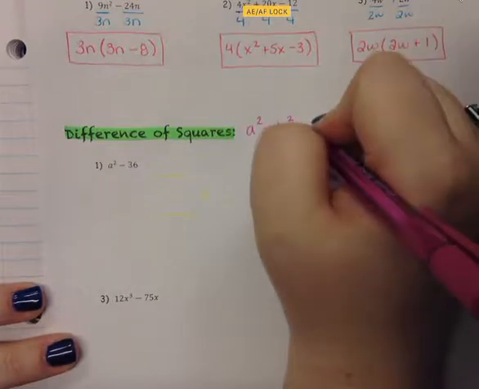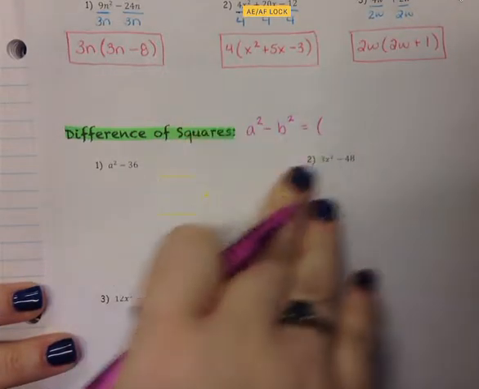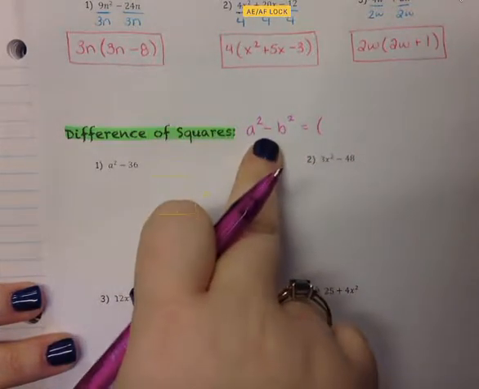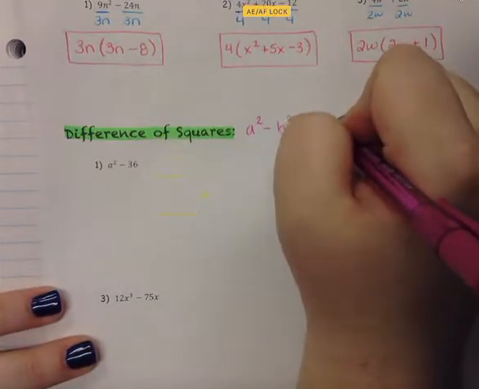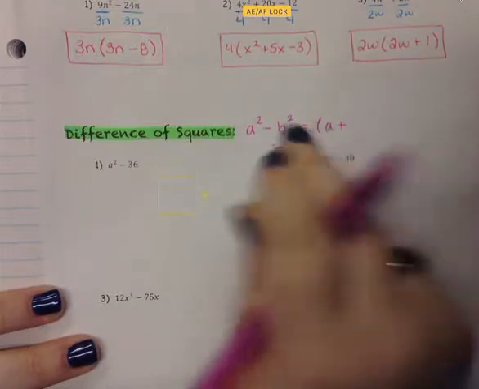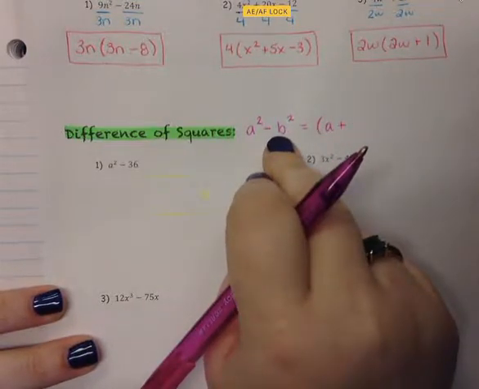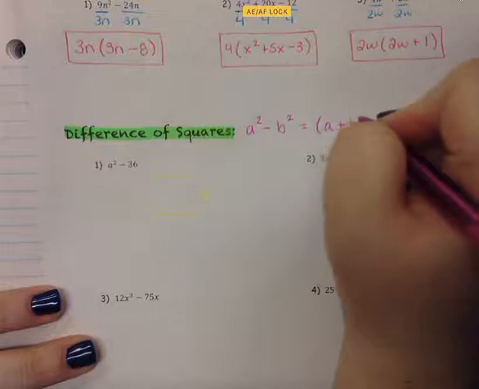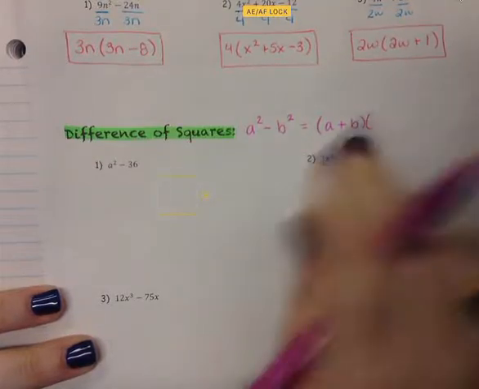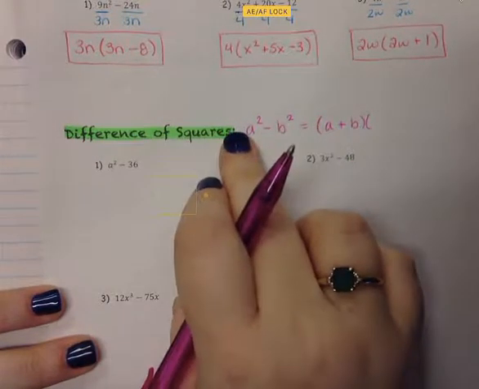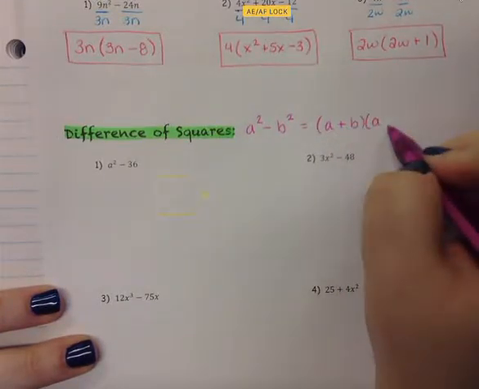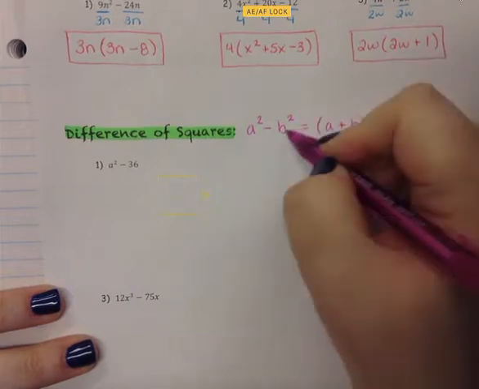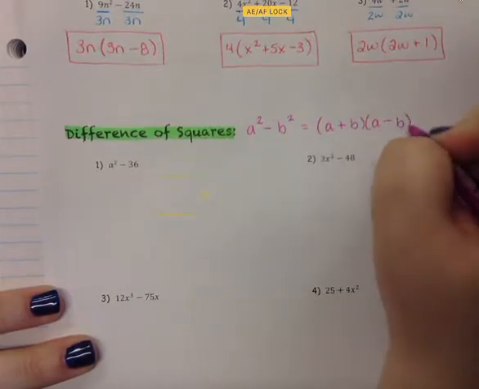This will actually factor to, and this will always happen if it's in this format, we take the square root of a squared, that is a, plus we take the square root of b squared, which is b, parentheses, because I'm going to have two factors. I take the square root again, we have a, but now instead of plus, it's going to be a minus. And then we have our square root of b squared again, we get b.